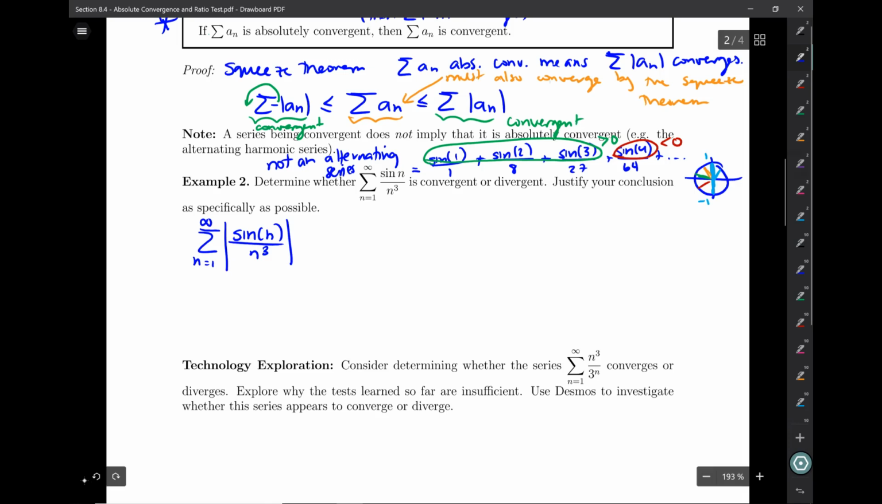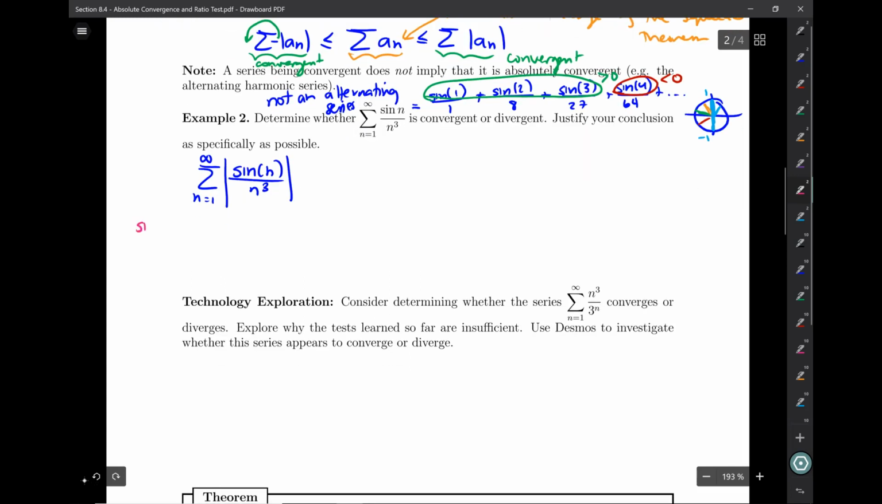And so that means that this numerator here, sine of 1 over n, is always going to be less than or equal to 1. I should say the absolute value part. Let me write it over here. The sine of n is always going to be a number between -1 and 1.